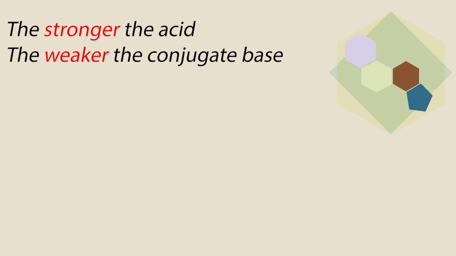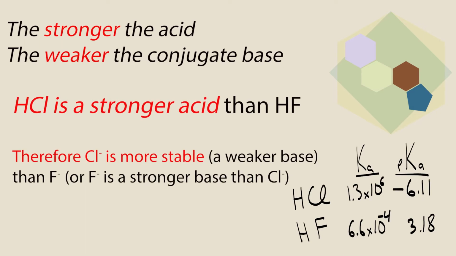The golden rule when it comes to explaining trends in acidity is the following. The stronger the acid, the weaker the conjugate base. You will typically be comparing the strength of two acids. In order to explain the acidity, you will have to be able to explain the relative stability of the conjugate bases. But before we do that, the fact that HCl is a stronger acid than HF means that the conjugate base, the chloride ion, is more stable than the fluoride ion, because the stronger the acid, the more stable the conjugate base.